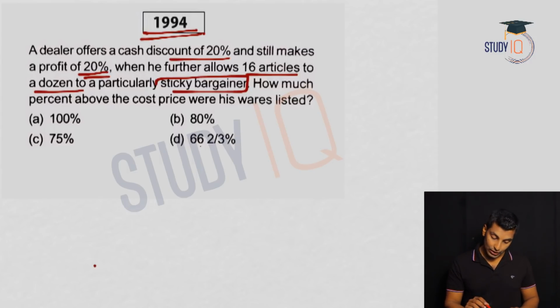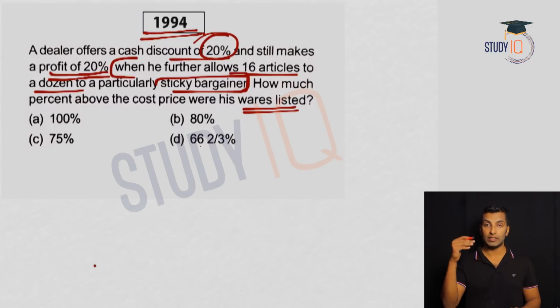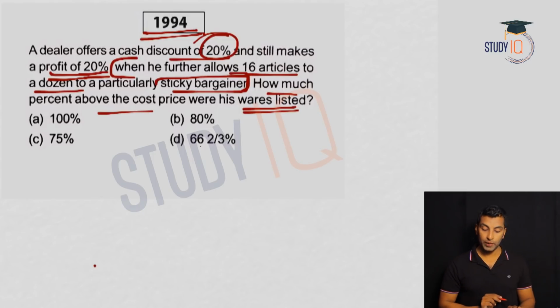So he is actually giving a cash discount of 20%. Then again, in this way also he is giving a discount. So two discounts are given, but still he is making a profit of 20%. So what would have been the listed price? What percent extra would have been there? How much percent above the cost price were they listed? I hope you understood.